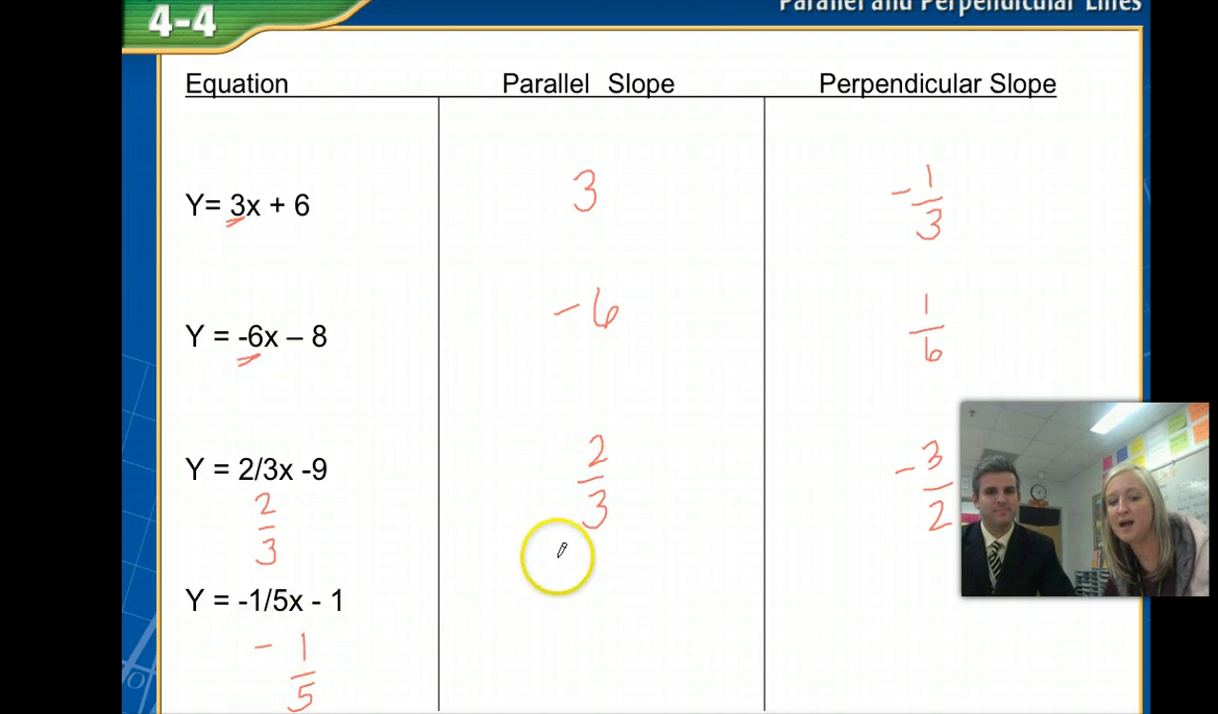All right, my last one, -1/5. A parallel line would be? That would be -1/5. And a perpendicular line would have to be? Well, I would think it would be +5 over 1, but that's just 5, right? Yep, 5 or 5 over 1 works as well. They are both the same thing.